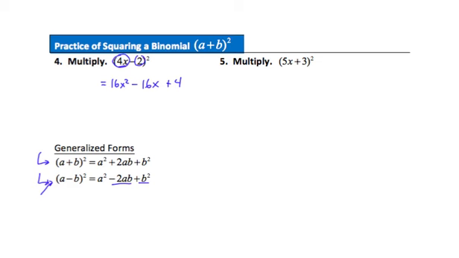Okay, practice question 5. Here I'm again multiplying two binomials that are exactly the same, where we're squaring this binomial, except now I want to use my addition form. So if I come down here, I'd say, all right, first term is going to be a squared. Well, 5x times 5x gives me 25x squared. Next term is going to be 2ab, plus 2ab. In this case, 5x times 3 is 15x. If I double that now, that's going to be 30x. Last term is going to be 3 times 3, or 9.